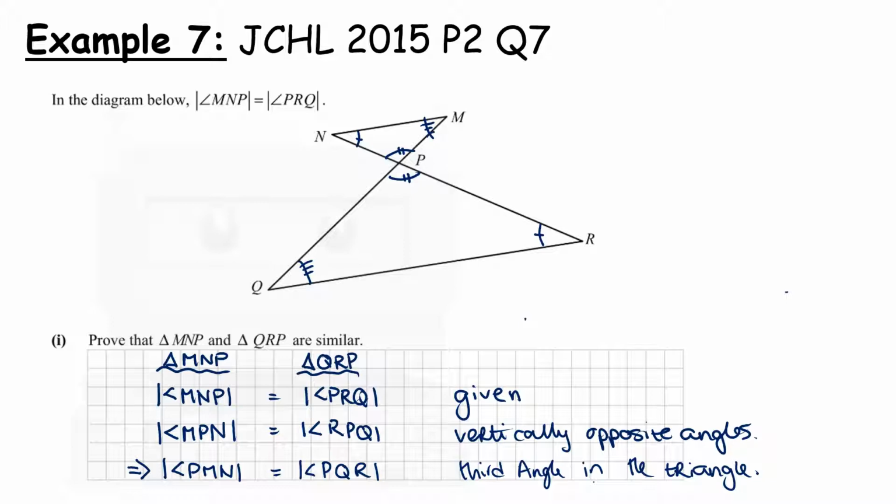Let me clean this up a bit. When we're working with similar, it's important to remember that just proving two is enough, because the third will always be the same. Therefore, triangles MNP and QRP are similar. So you just need to remember how we prove similar, and that is three angles are the same.